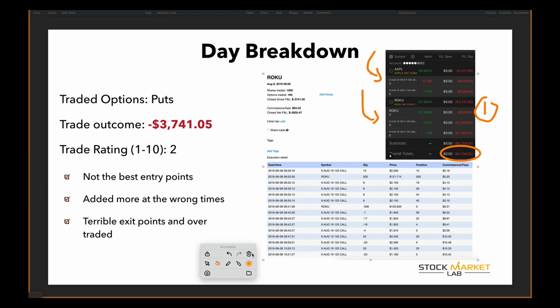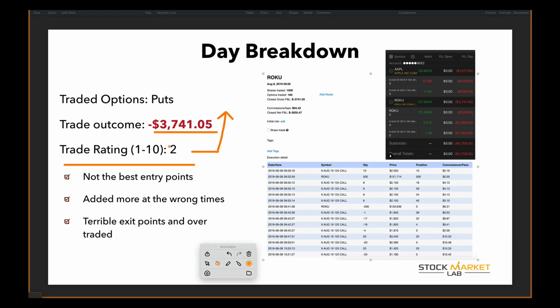Now, once again, negative day, 4,700. With this trade, I lost about 3,700. Apple, I lost about 1,000. Okay. Trade rating a 2, maybe a 1, right? I think this was ultimately a completely bad trade. If I entered where I laid out to you guys, where I should have entered, the rating would have been higher, right? If I entered where I showcased what I would have actually done, my rating would have been higher.